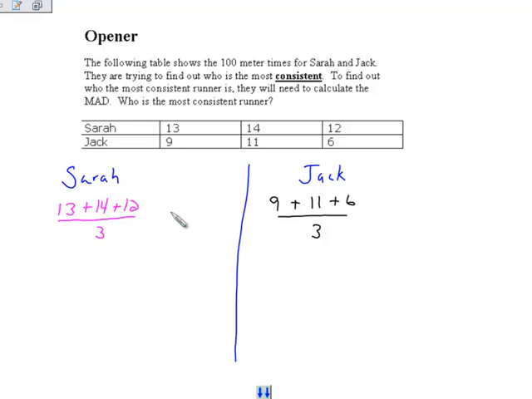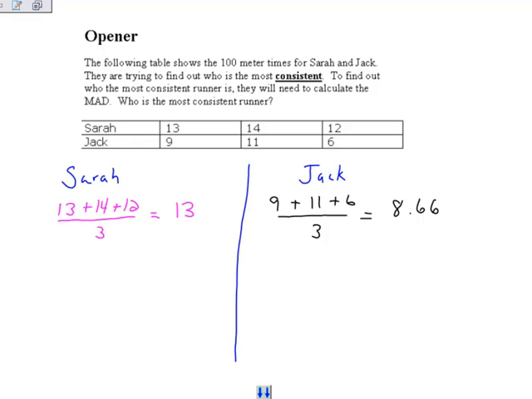Alright, so Sarah has a mean of 13. Jack has a mean of 8.66. Now if you wrote all the 6's, you don't have to write all the 6's. If you just have 8.66, I'd be okay with that. For what we're going to do together, let's just keep it at 8.66. So, looking at the average, who was faster was Jack, but that's not the question. The question is who is more consistent. So we have to calculate the MAD.